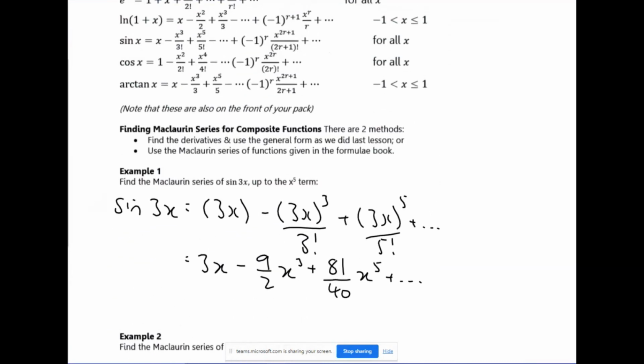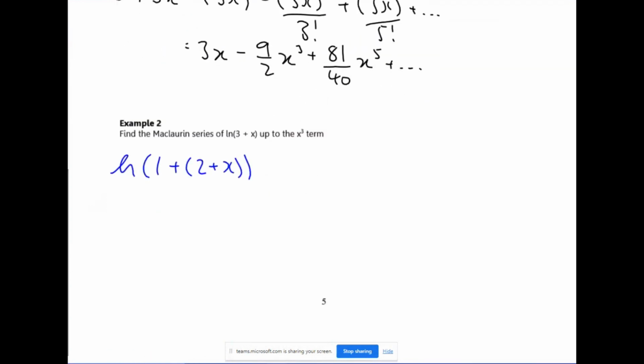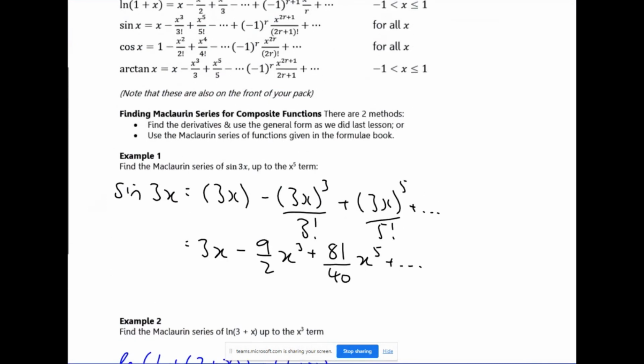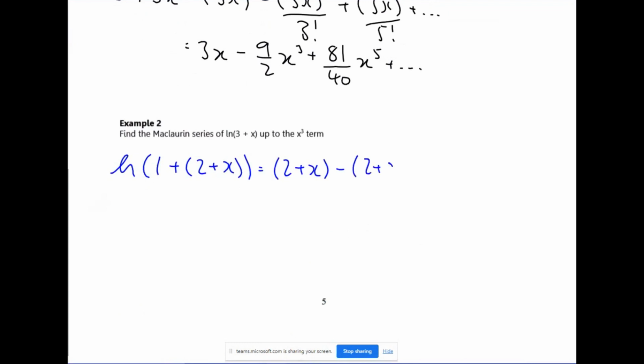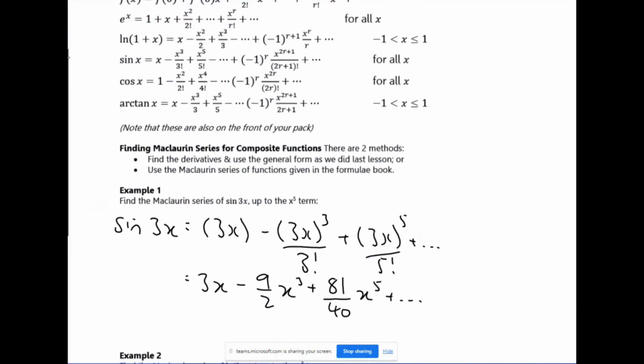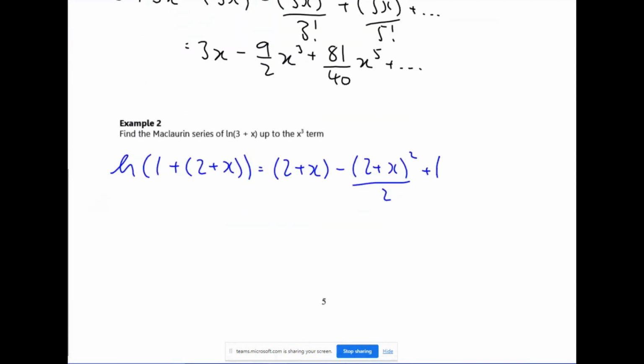So if I was doing this wrong, I would be replacing x with 2 plus x. So I'd get that equals 2 plus x, and then it's minus x squared over 2, and then plus x cubed over 3, and so on.